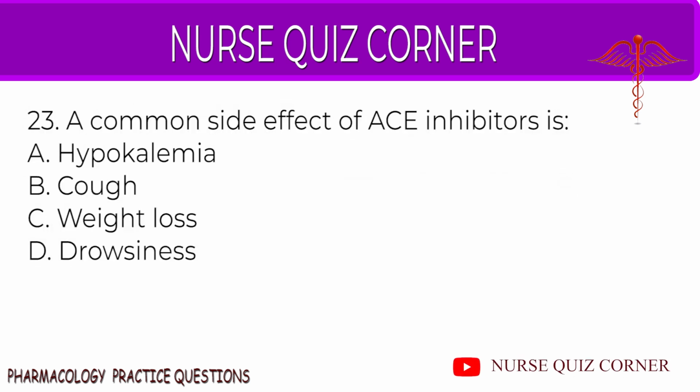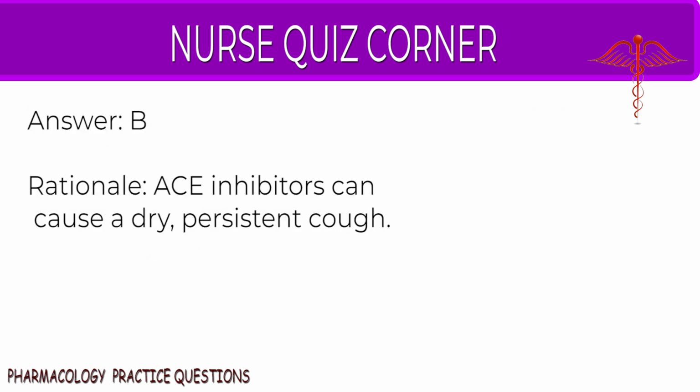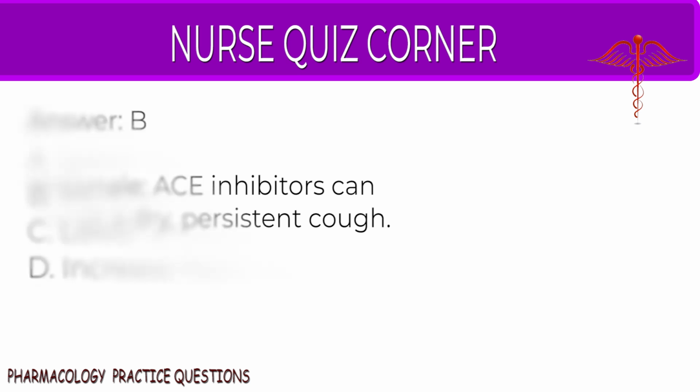23. A common side effect of ACE inhibitors is A. Hypokalemia, B. Cough, C. Weight loss, D. Drowsiness. Answer: B. Rationale: ACE inhibitors can cause a dry, persistent cough.